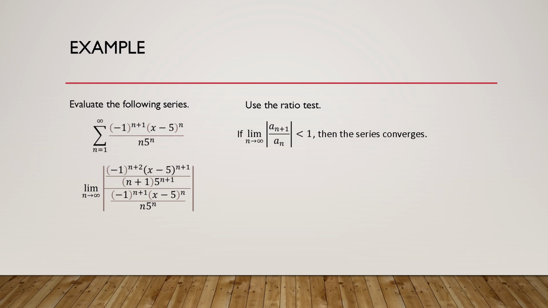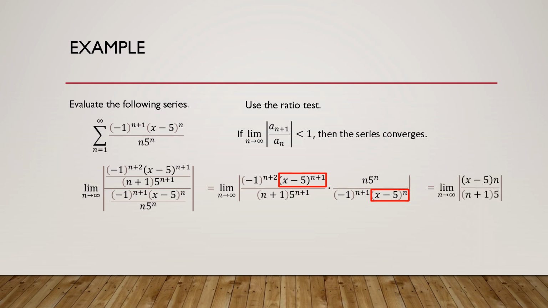First, we reverse our fraction and work towards canceling terms. The quantity of x minus 5 to the n plus 1 over the quantity of x minus 5 to the n gives us x minus 5. Negative 1 to the n plus 2 over negative 1 to the n plus 1 will just leave a negative 1, which we can express as just 1 when it is inside the absolute value. 5 to the n over 5 to the n plus 1 leaves us 5 in the denominator.